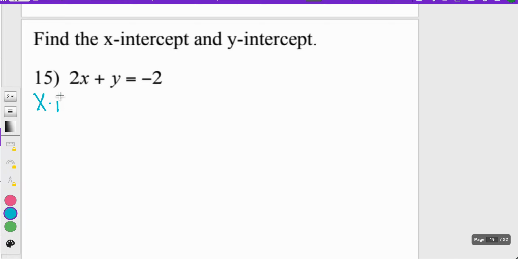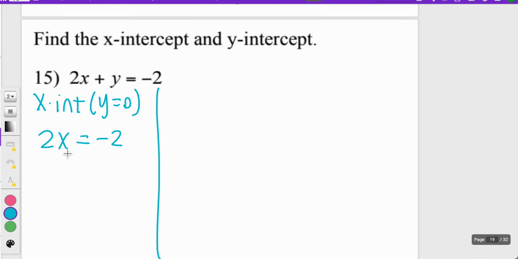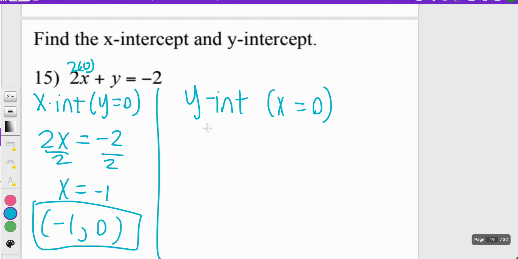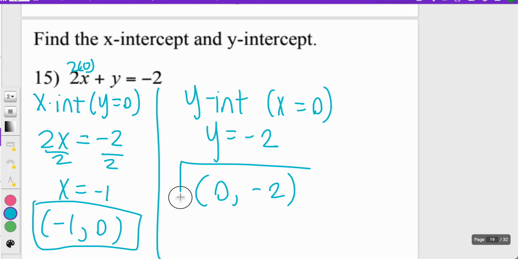If you want to find the x-intercept, that means y equals 0. So when I put y is equal to 0, the y's cancel out, so I'm just keeping my x. So 2x is equal to negative 2. Dividing both sides by 2, x is equal to negative 1. So that x-intercept should look like this, negative 1, comma 0. And then for my y-intercept, meaning x is equal to 0, if I plug in 0 where x is, that's 2 times 0, which just gives me 0. So all that's left is y is equal to negative 2, and that would be your y-intercept, 0, negative 2.